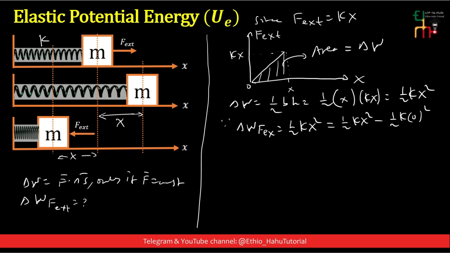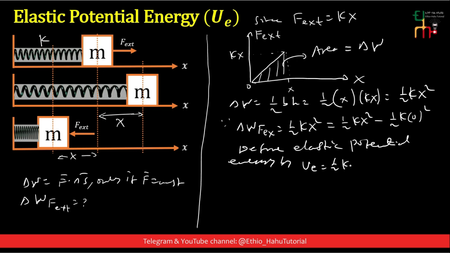0 is the additive identity. Now define elastic potential energy as half times k x squared. Therefore, work done by the external force is equal to final elastic potential energy minus initial elastic potential energy. This is equal to the change in elastic potential energy. Therefore, work done by the external force is equal to the increase in elastic potential energy. The amount of external work done is stored in the form of an increase in elastic potential energy of this system.